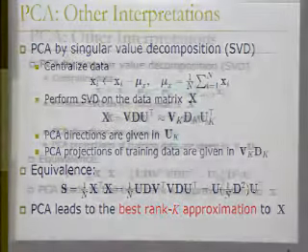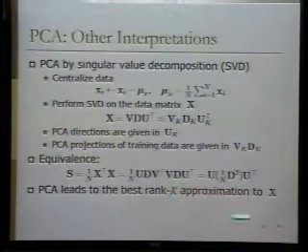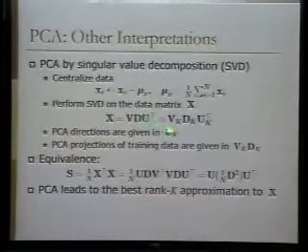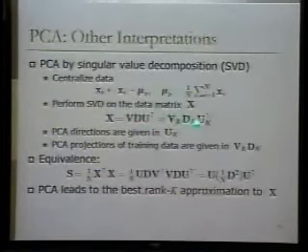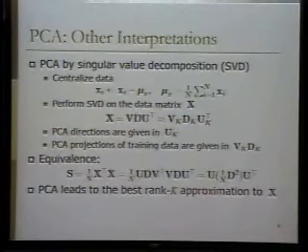So in this sense, we can think of PCA as basically trying to find the best rank k approximation to the data matrix X in terms of the Frobenius norm of the matrix. So basically, if you truncate the matrices V and U to the first k leading columns, this is the best rank k approximation to the data matrix X. It's a very nice interpretation.